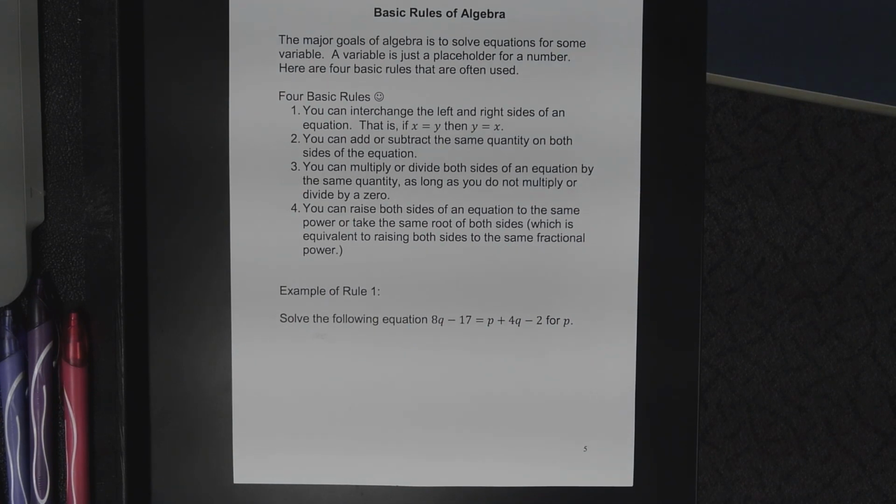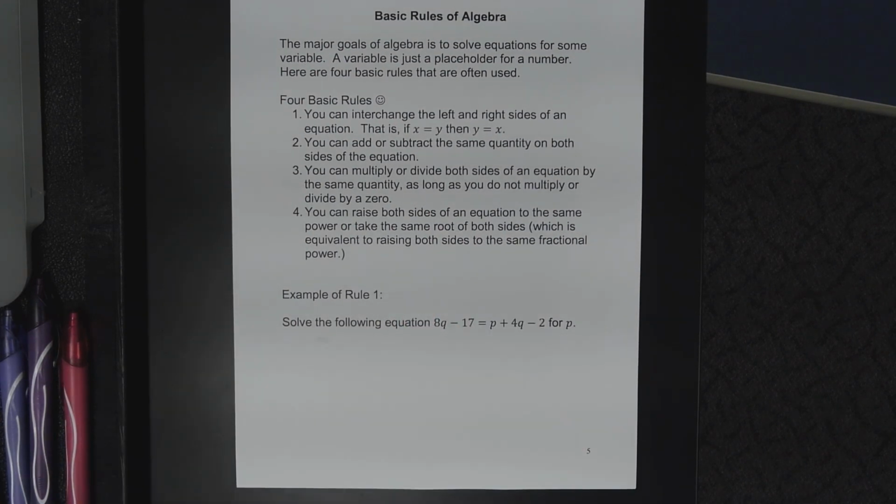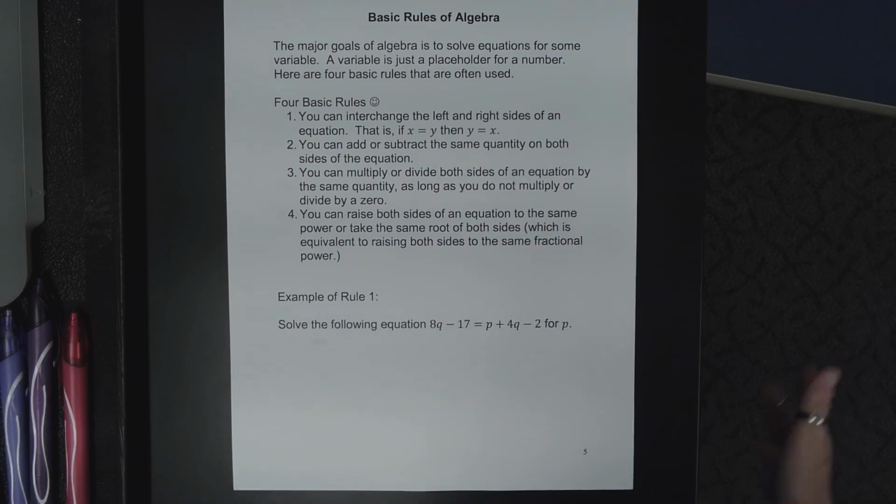Rules of algebra. I'm going over this because you need to use this in some of your homeworks. A major goal of algebra is to solve equations for some variable. This is where everybody gets tricked up. Everybody's really good with math until it comes to, oh my gosh, we throw an X or a Y in, right? And then everybody loses their mind. So we're going to do this and hopefully make it not so scary.